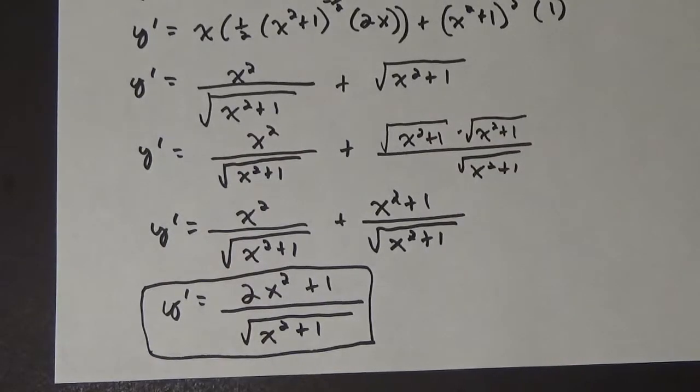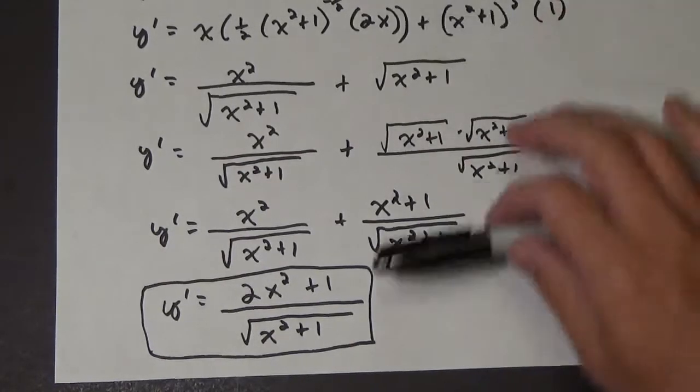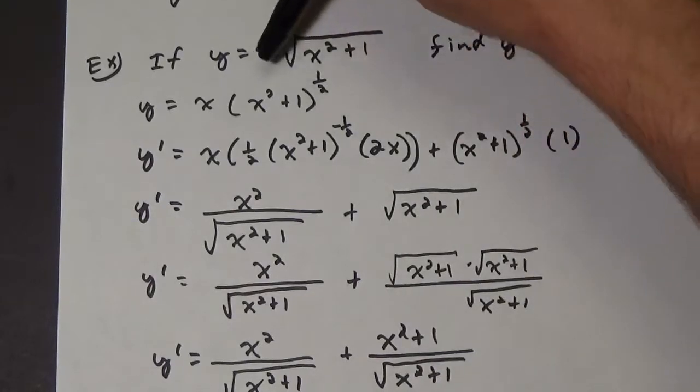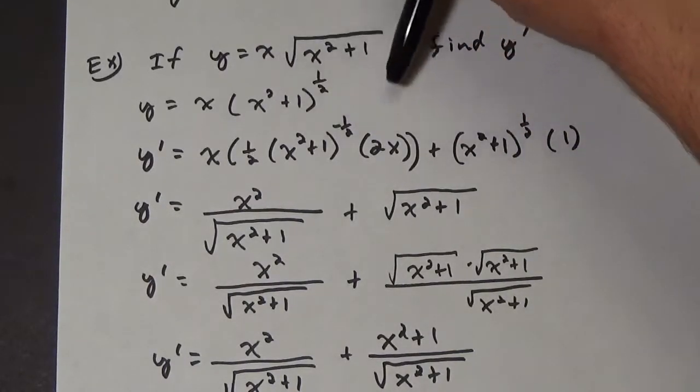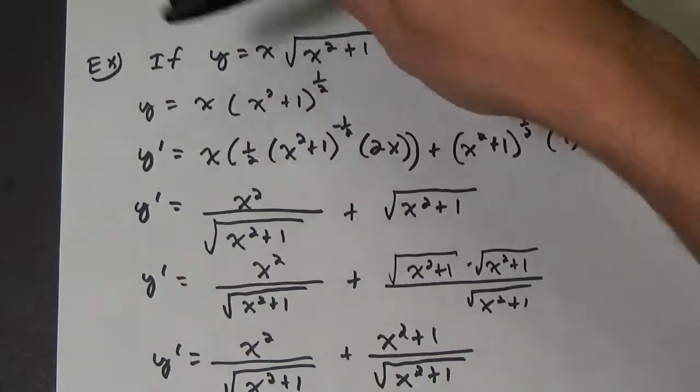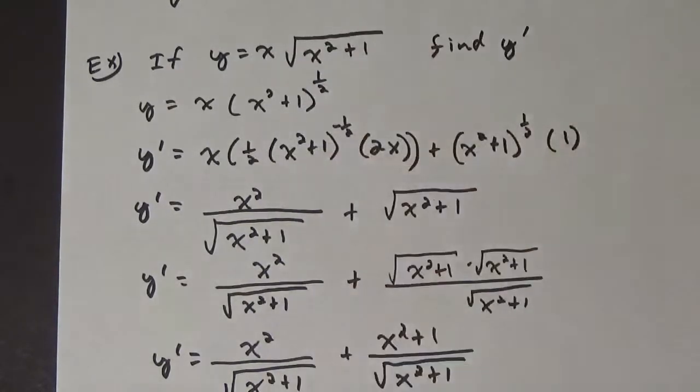Okay, so of course we had a little bit of algebra to do, but here's our problem. We had x, we had a product rule, then we had a chain rule, so we had to find the derivative using both the product and chain rule.